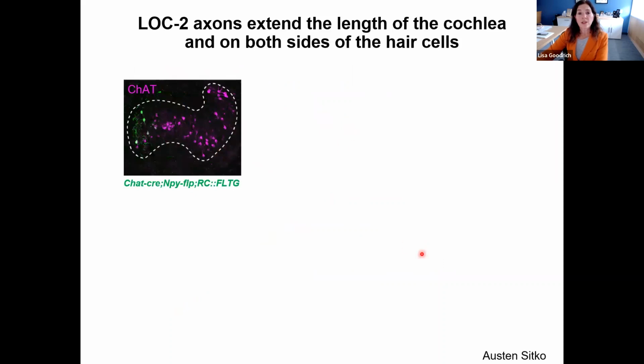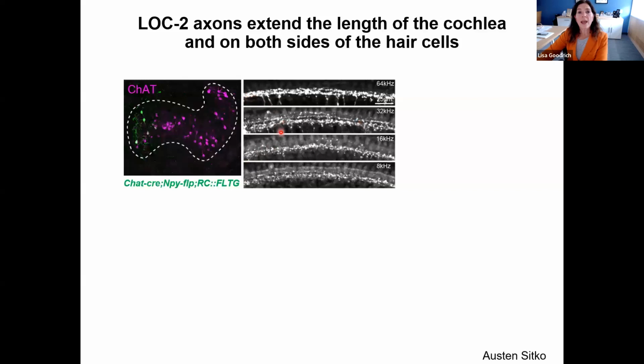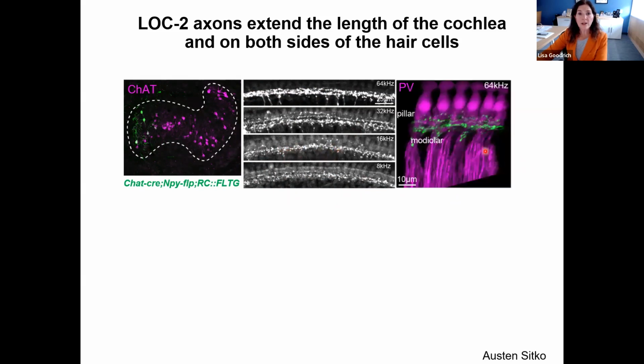And the first thing that Austin Sitko, who did these experiments, observed is that despite the fact that the cell bodies are restricted to the high frequency regions, their axons project along the entire length. So she could see terminals. Yes, there were more of them in the base, but they reached all the way up to the apex, to the low frequency regions. Further, if we now look at how they're interacting along the pillar-modiolar axis.